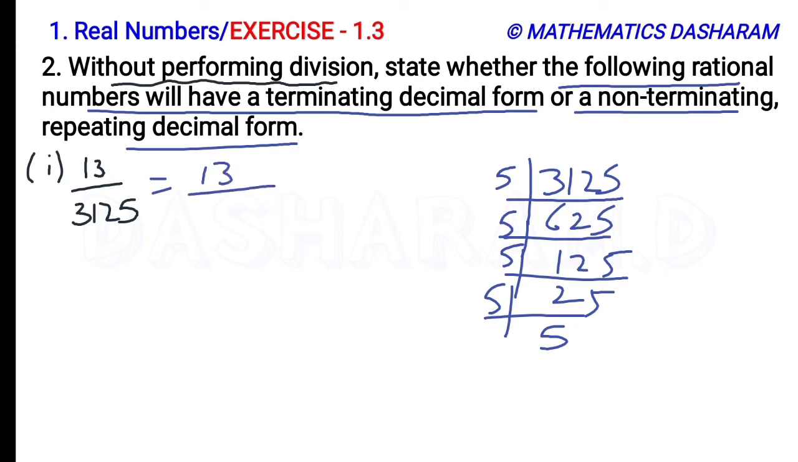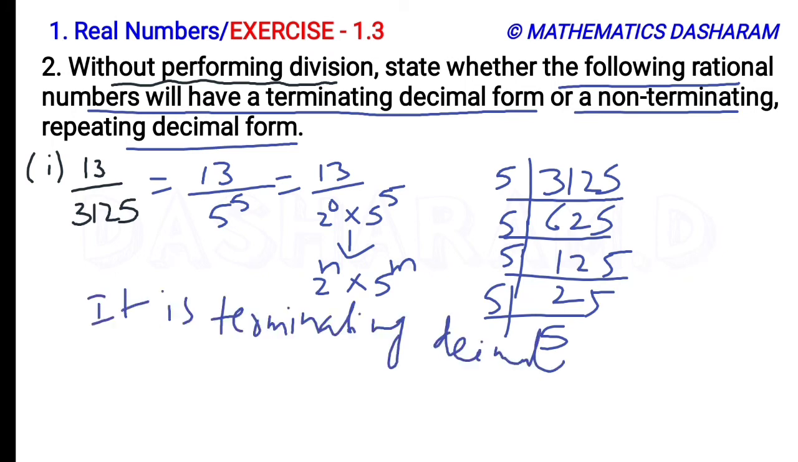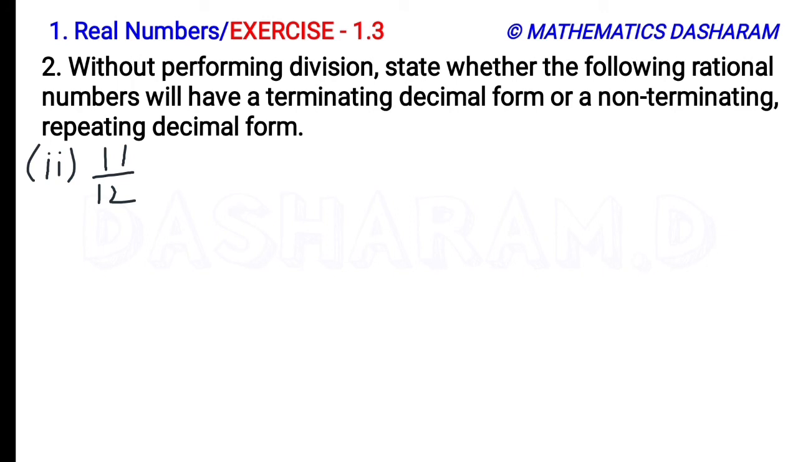13 divided by, how many 5s are there? Total 5 5s are there. So 13 divided by 2 power 0 into 5 power 5. So here the denominator is in the form of 2 to the power of n into 5 to the power of m, where n and m are whole numbers. So then the given fraction is a terminating decimal. He did not ask for the decimal form, he is just asking whether it is terminating or non-terminating. So this is enough.